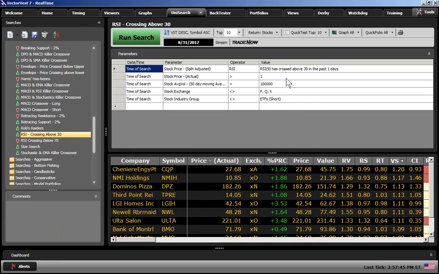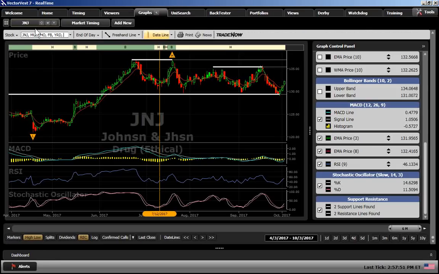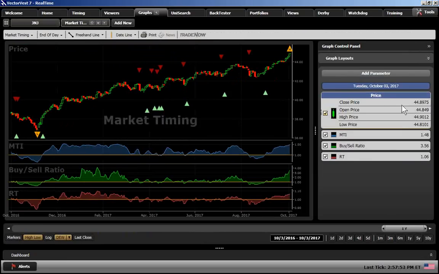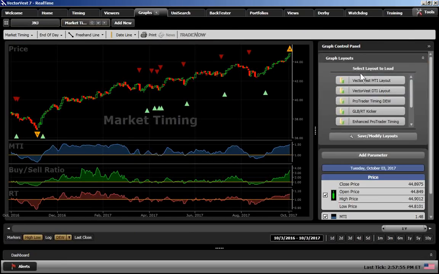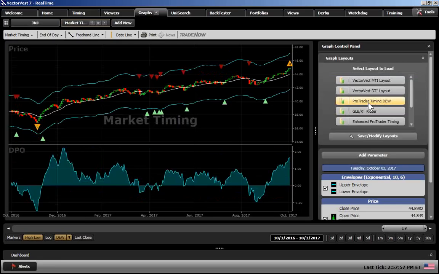DEW stands for the 3 technical indicators that are included in that timing signal. Let's go over to the market timing real quick. I'm going to change the graph layout to reflect the DEW. D stands for the detrended price oscillator. It moves around the 0 line. E stands for envelopes. We provide you with upper and lower envelopes to keep price within a range. W stands for a 30-day weighted moving average, which is depicted by this white line.